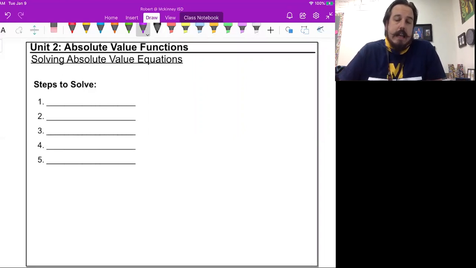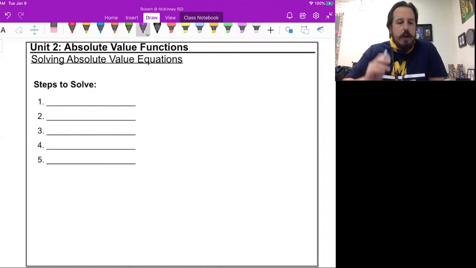What we're looking at today is how we solve absolute value functions so that we can actually say, given all this stuff, what would x equal? Just like before, I encourage you to pause if you need to catch up and continue on, then start it whenever you're ready.